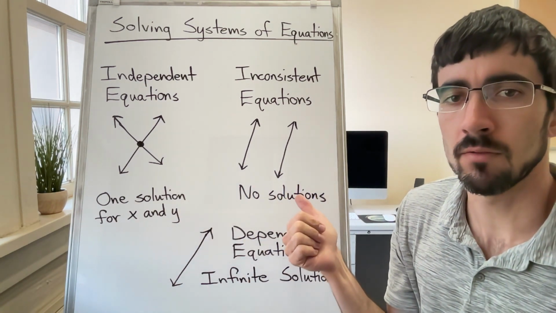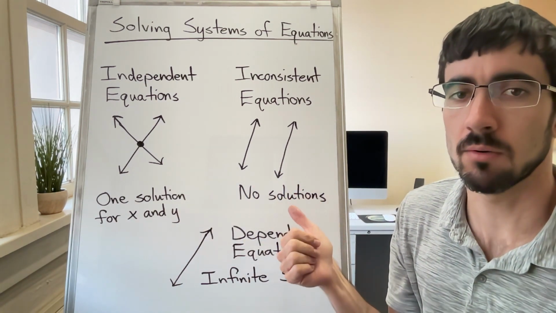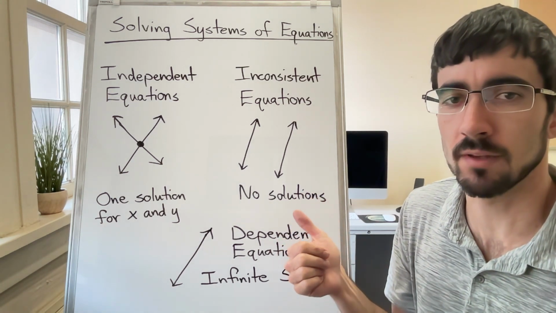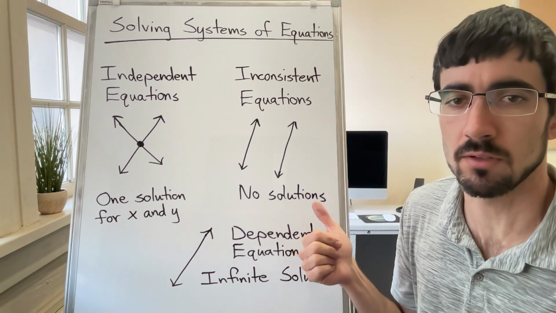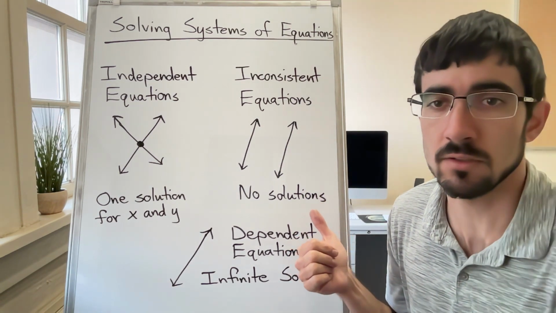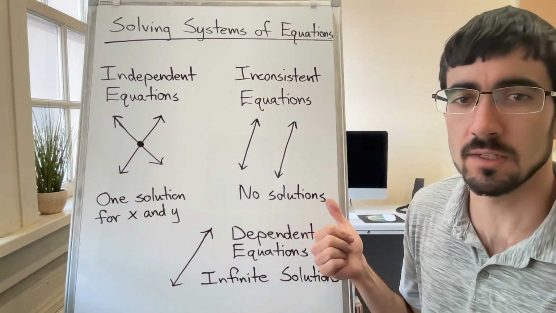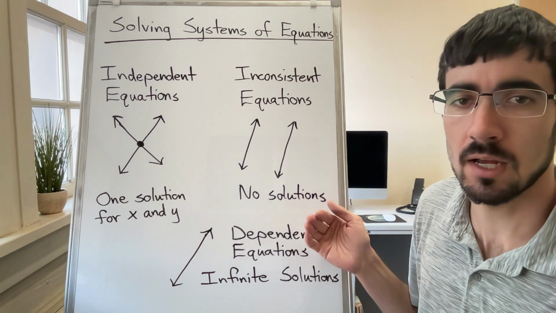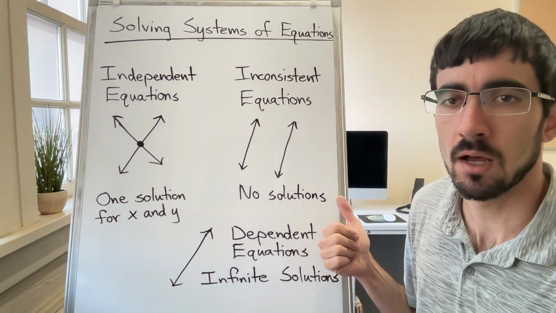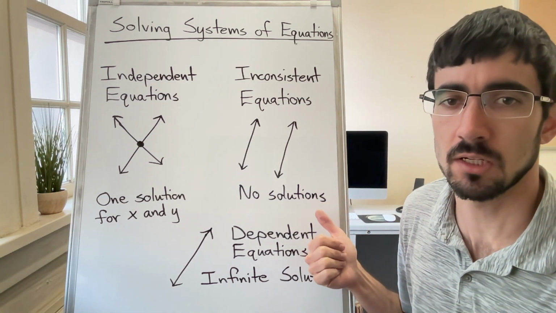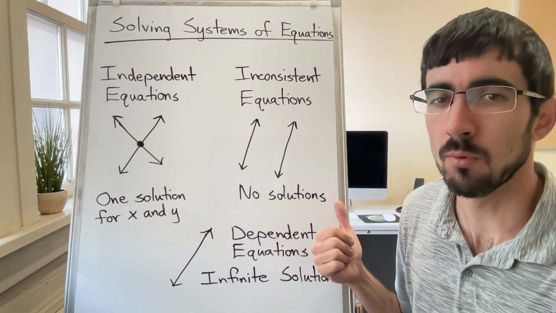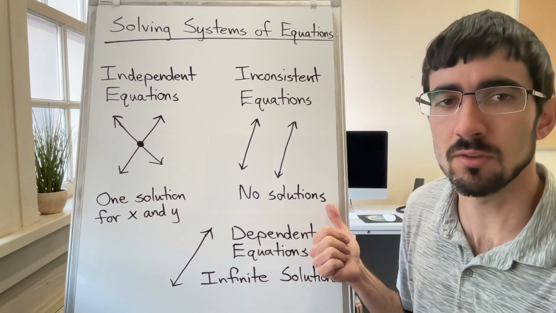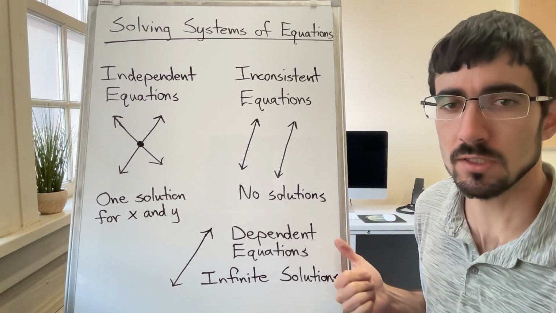However, we could also have what are called inconsistent equations. These represent lines that are parallel to each other. Remember, those lines have the same slope and they never intersect. They never intersect, so there are no solutions to these equations. If we're solving this algebraically, we would recognize inconsistent equations by reaching a contradiction, an equation that says something like 1 = 2 or 4 = 5. At that point, we can stop and say there are no solutions to that system of equations.